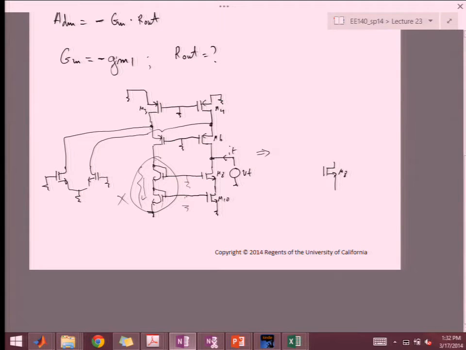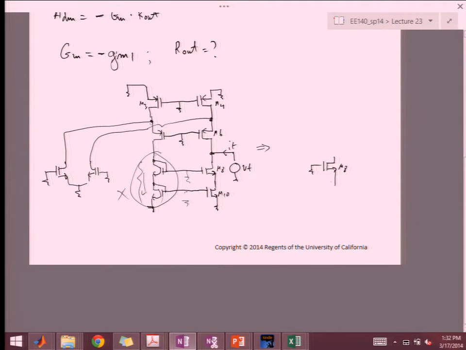Oh, nice and quiet. And then M8's gate is going to be at 0. And then M10's gate is at 0. So that just leaves R10, RO10. And then at the top, we have M6, and its gate is at 0. We have VT.